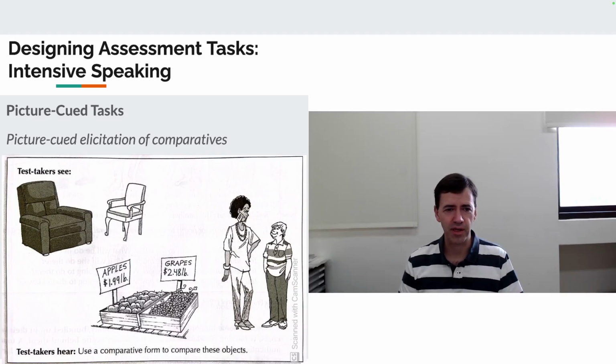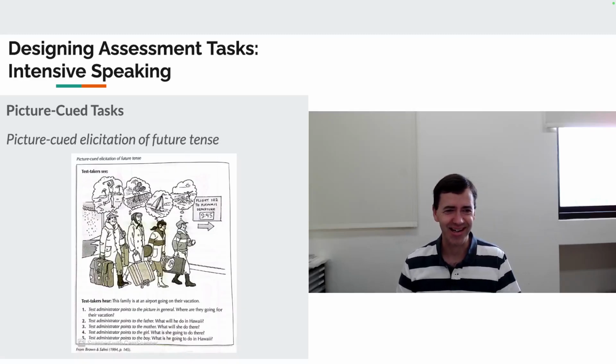Okay, another one would be comparatives. So they have to look at the picture, and the prompt is to use a comparative form to compare these objects. So the woman is taller than the man. The grapes are more expensive than the apples. The chair on the right is smaller than the chair on the left. It's not a sofa. Okay, next one.